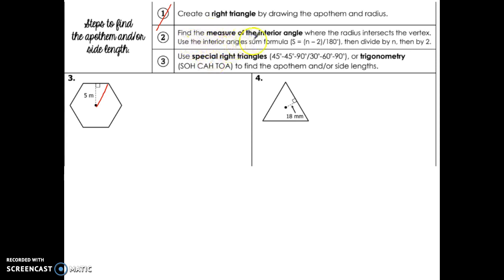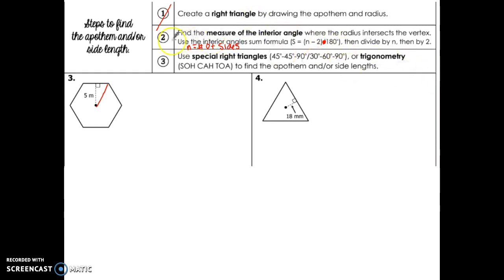Second step is to find the measure of the interior angle. Once we do that, we have to divide it by n and then divide by 2. So remember, this is something we've done before, the sum of interior angles. We actually do have a typo here. Let's go ahead and change that to multiplied by 180. And if you forgot, the n does equal the number of sides. So in case you forgot, that's what that n stands for.